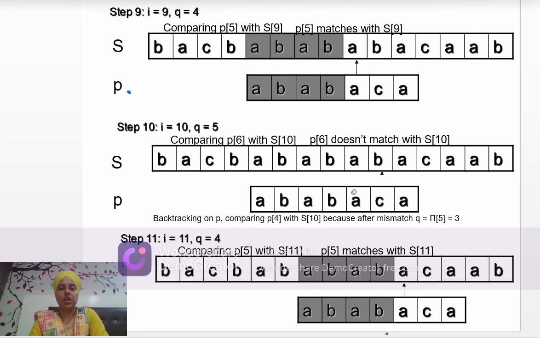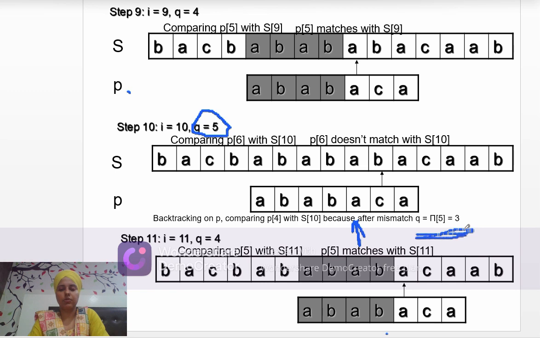What we have to do is first check our position for Q. What is the value of Q? Q is at the fifth position: 1, 2, 3, 4 and 5. At the fifth position we have to check the function value. The prefix function value is 3.